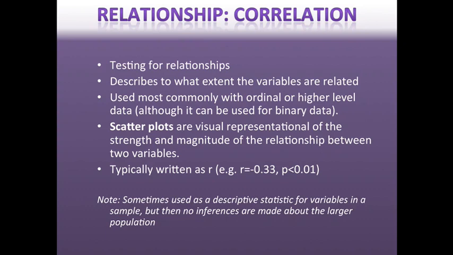The way that we do this is visualizing it through scatter plots. I'm going to show some examples of that in a second. So the way that this is written is an R is the symbol, and I'll also talk a little bit more there as well. Sometimes correlation, I should note here, is also used for descriptive statistics in addition to inferential statistics, but you're not in those cases making inferences about larger populations.